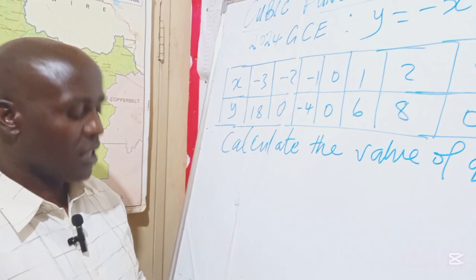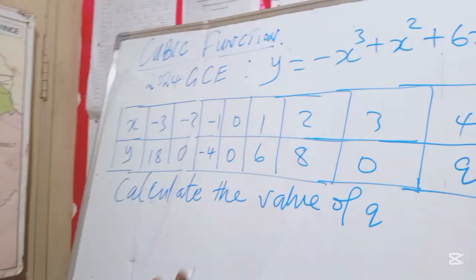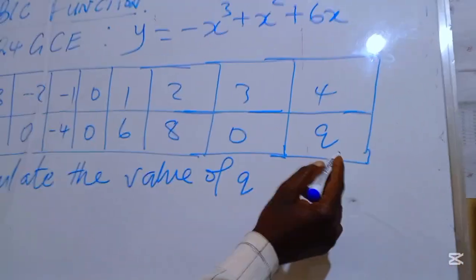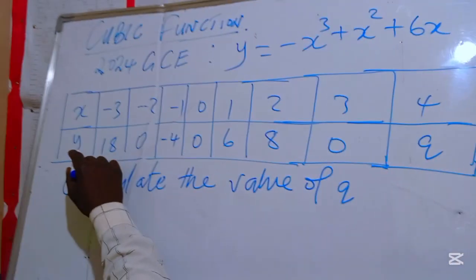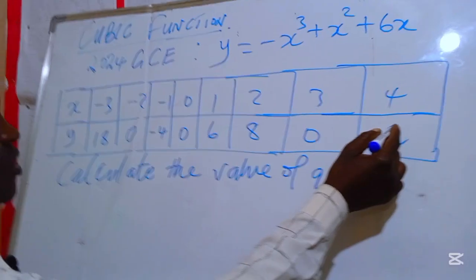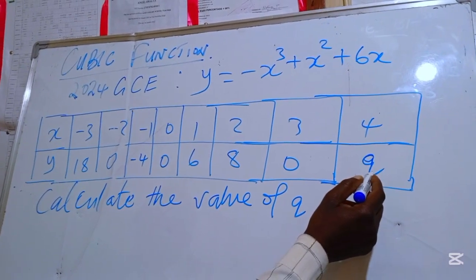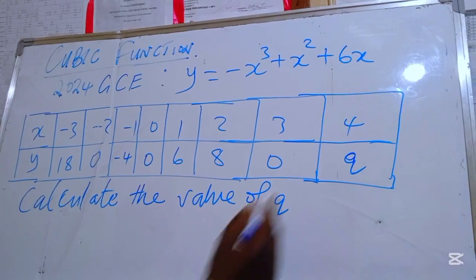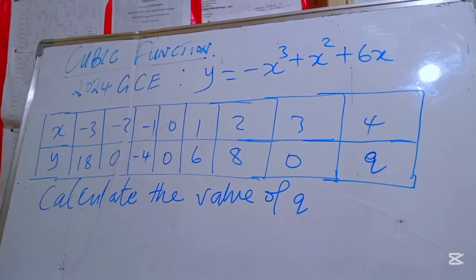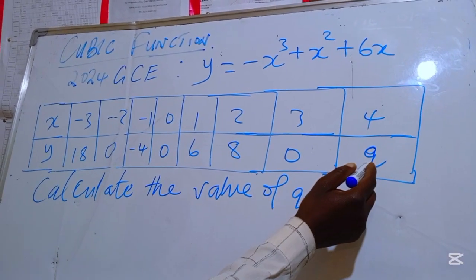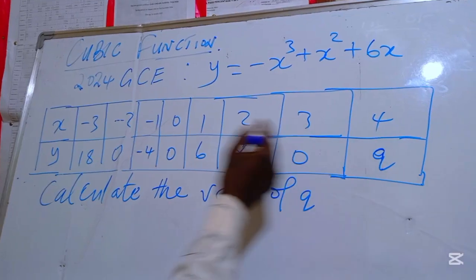What you should understand is that the value of q is under y. So in short, where there is the value of y, it is q. They are saying find the value of q. If you look at q and 4, they are corresponding entries, meaning that for you to get the value of q, I should also substitute this 4 in the original.